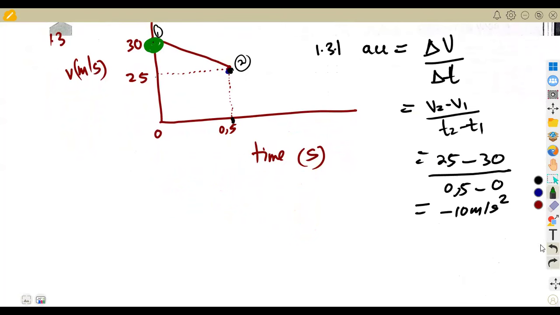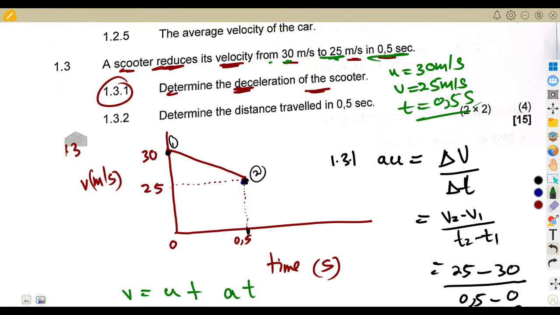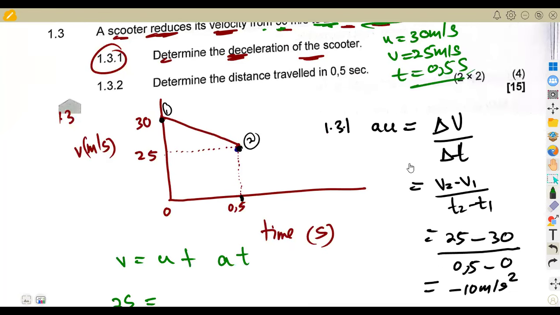So we can go back to the same formula, V is equal to U plus AT. What we want is the A, whereby V is given as the final velocity, which is the one at the final point, that is 25. U is our initial velocity, where we started from. We started at 30. So this is U, 30 meters per second, to V, 25 meters per second in 0.5 seconds. T is 0.5 seconds. You just use your formula directly because everything is there. What we want is the A.